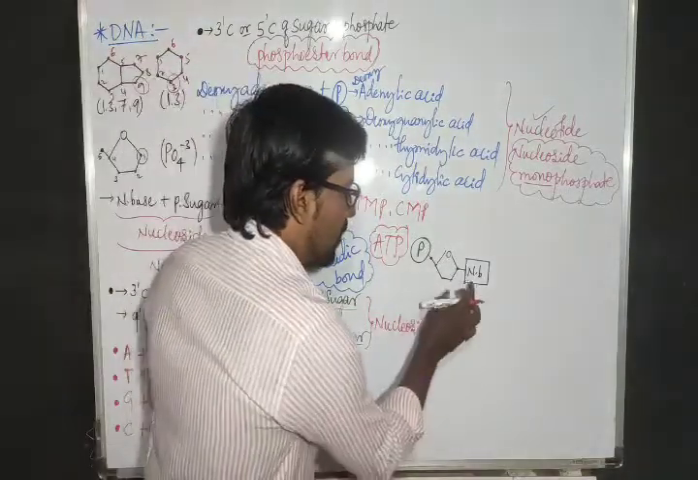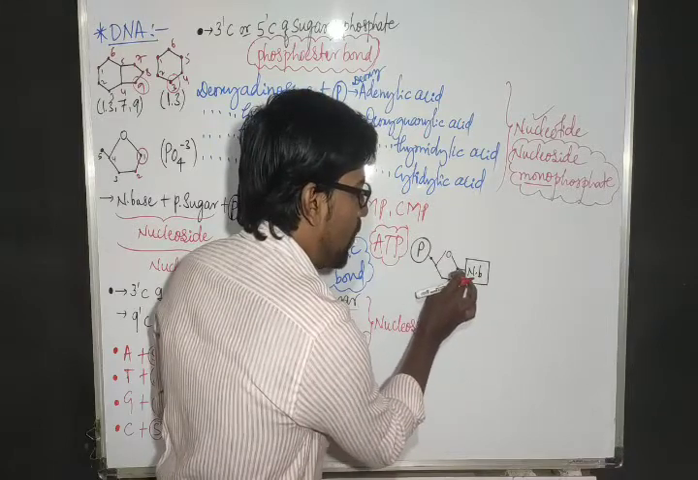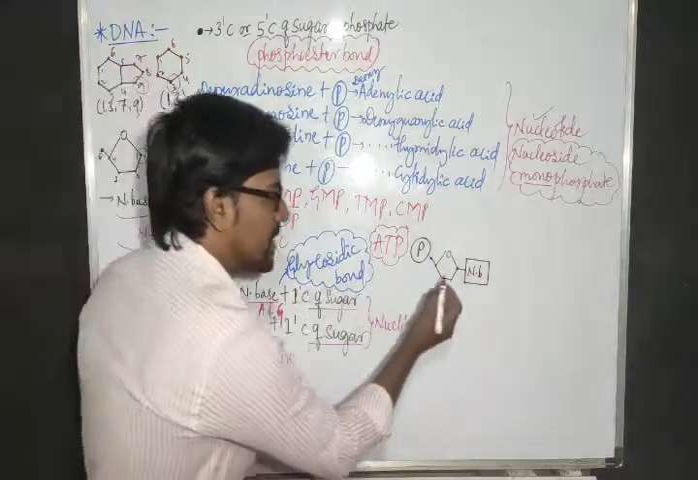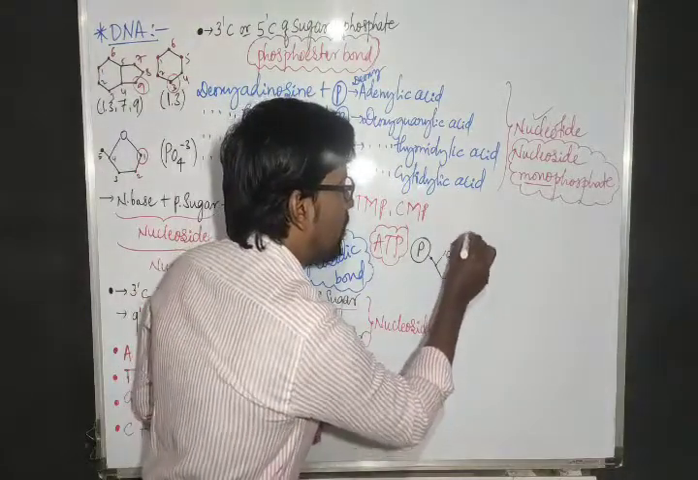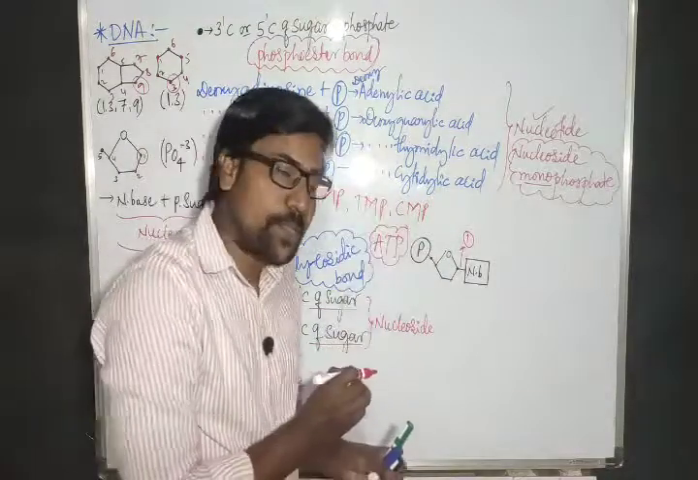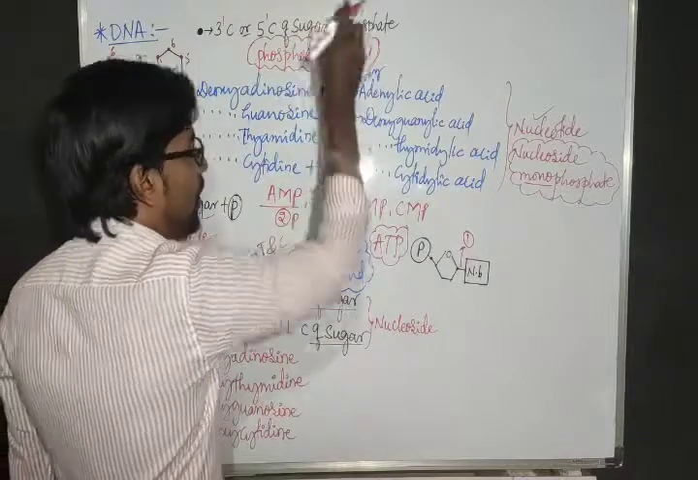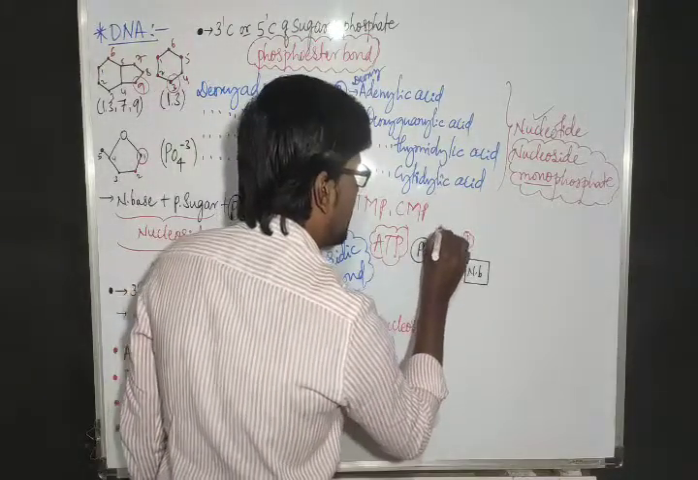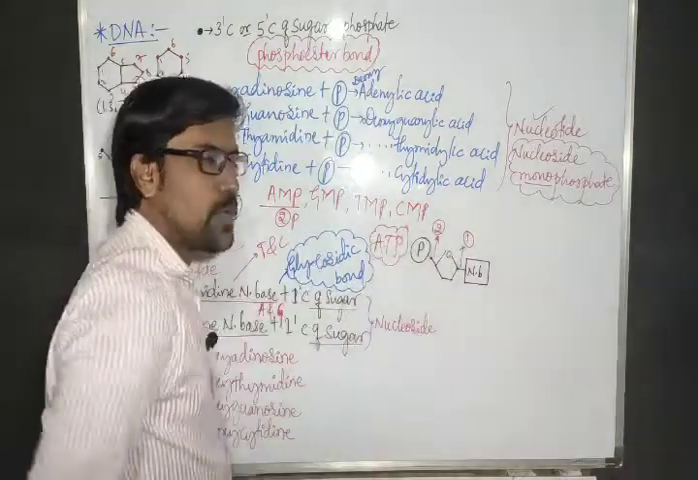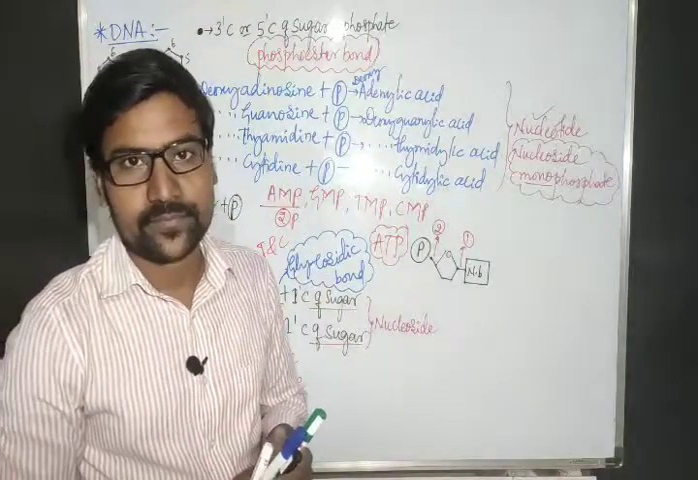Now tell me, what is the bond present between the nitrogen base and pentose sugar? The bond is the glycosidic bond. This is the first bond. Next, the bond present between sugar and phosphate is the phosphoester bond. What is the bond? Phosphoester bond. Now this is in total one nucleotide.